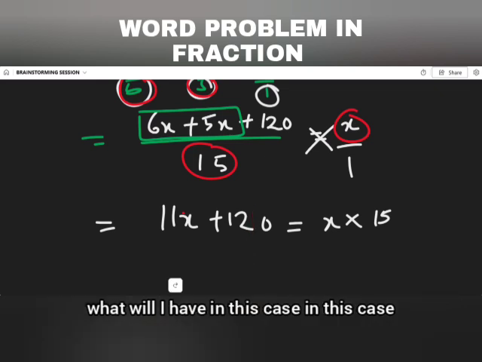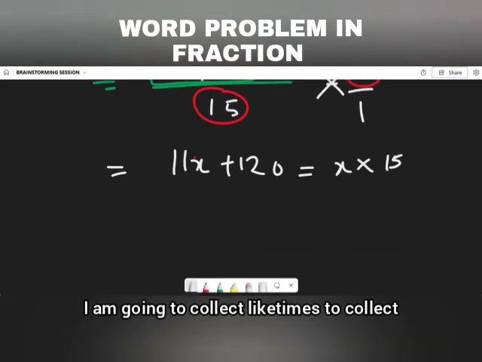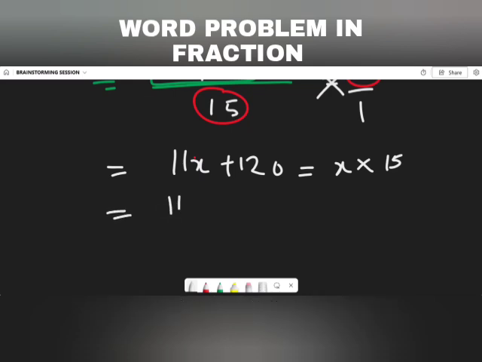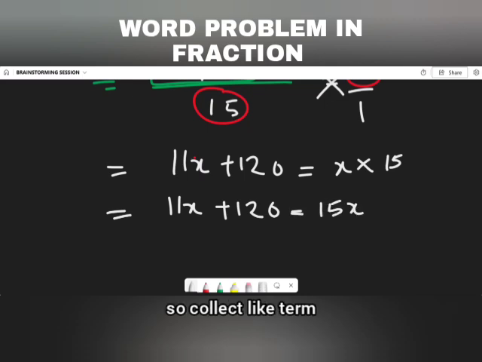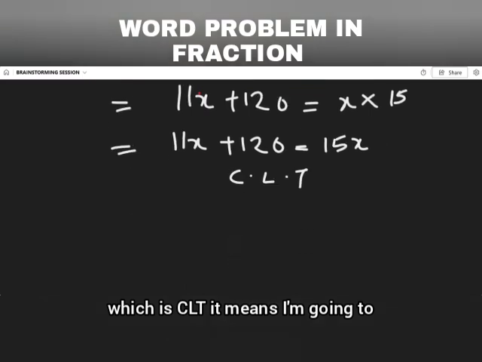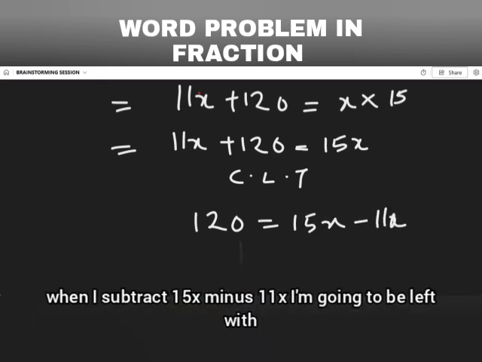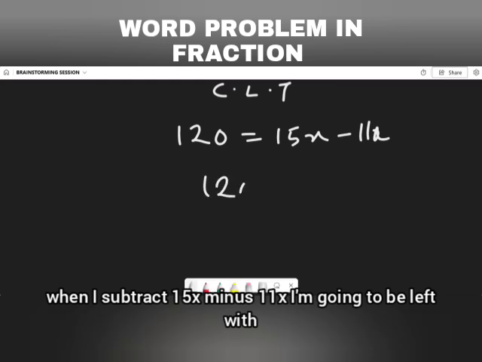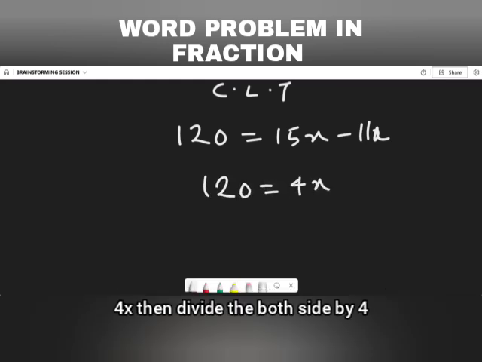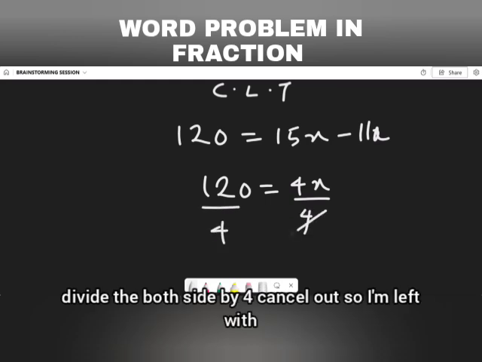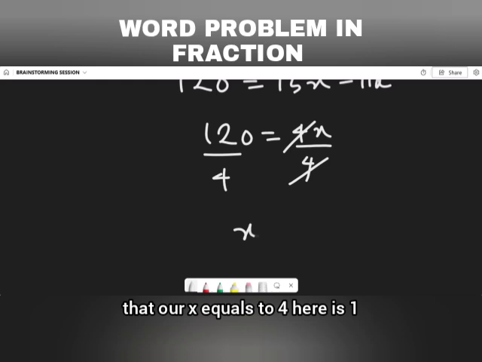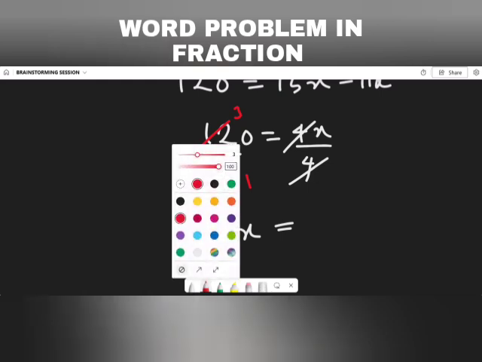So what will I have in this case? I'm going to collect like terms. Collecting like terms, I'm going to end up having 11x plus 120 equals to 15x. So collect like terms, which is CLT, it means I'm going to have 120 equals to 15x minus 11x. When I subtract 15x minus 11x, I'm going to be left with 4x. Then divide both sides by 4. Dividing both sides by 4, it cancels out. So I'm left with x equals to 4 here is 1, 4 here is 30. So that is 30 sweets.